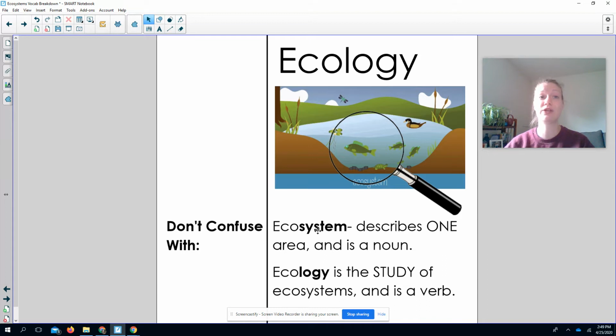Ecology shouldn't be confused with another similar word, which is ecosystem. They're similar because they have to do with the same thing. However, ecosystem describes an area and it's a noun, whereas ecology is the study of ecosystems. Whenever you see L-O-G-Y at the end of a word, you can wonder, hey, does that have something to do with the study of something? Psychology is the study of the brain. Words like that.